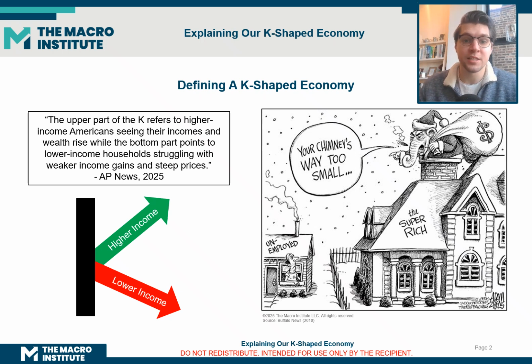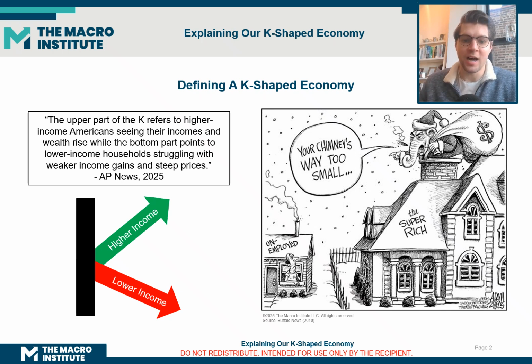So what is it? Let's define a K-shaped economy. AP News had a good quote here. The upper part of the K refers to higher income Americans seeing their incomes and wealth rise, while the bottom part points to lower income households struggling with weaker income gains and steep prices. So I set up this little K for you. You'll see a lot of charts in this video that are going to have this shape.